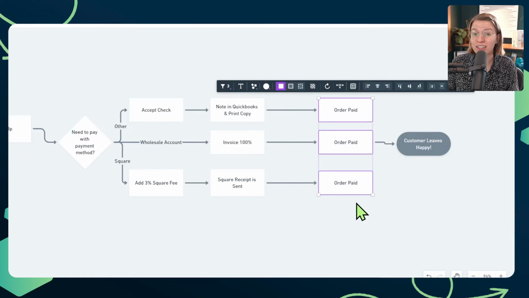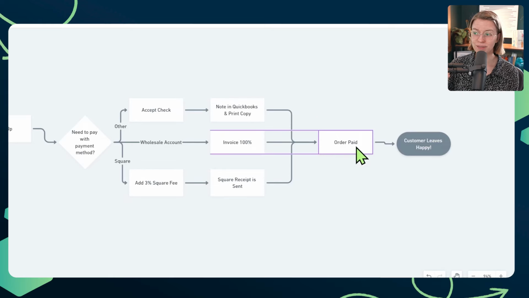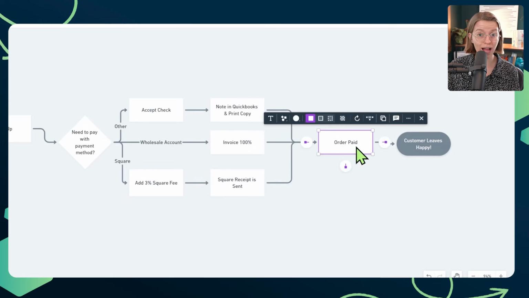This is generally not a good practice because it makes your chart a little bit more confusing, and it suggests that there are 3 completely different ways of doing this, when frankly, there's only one way for the order to be paid. So watch out for this error and make sure that you're not duplicating yourself and ensuring that steps that all happen the same way only show up once on your process map.